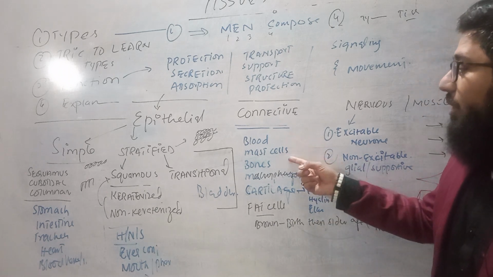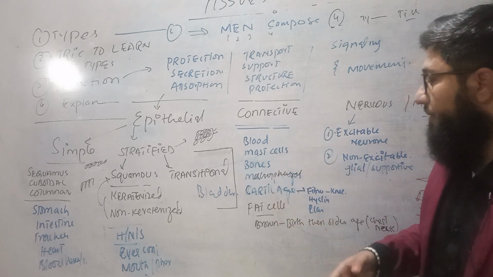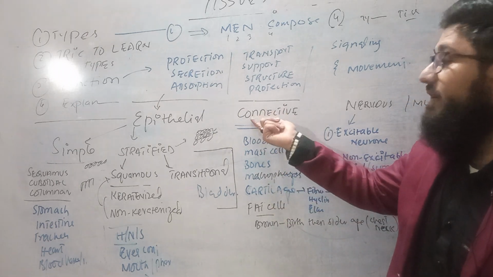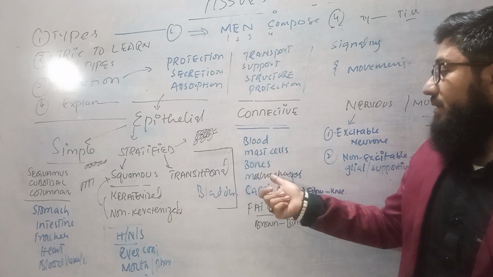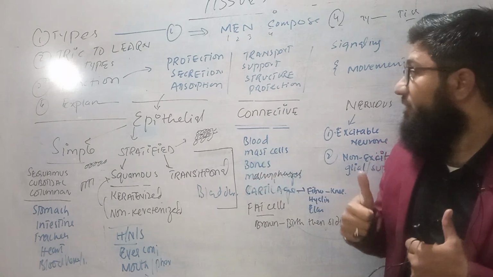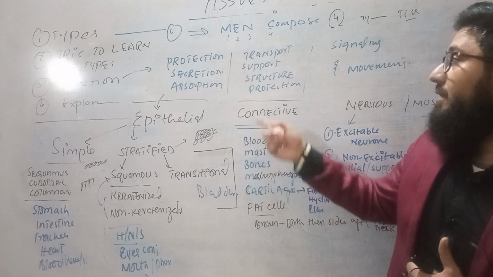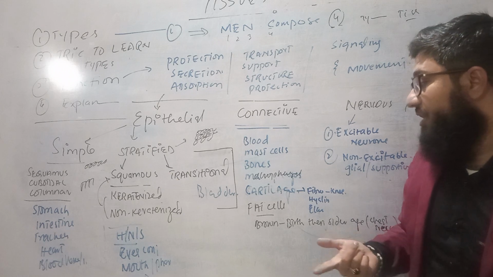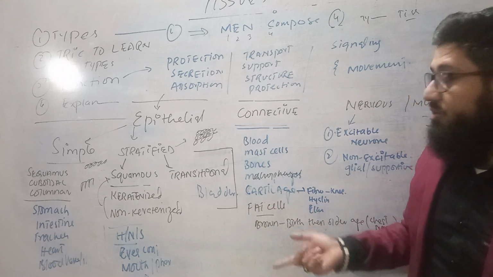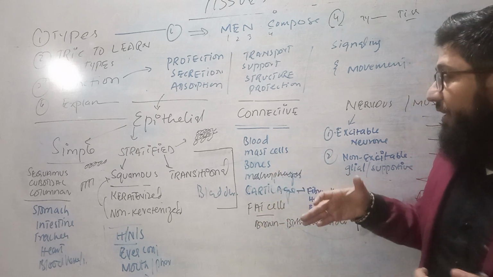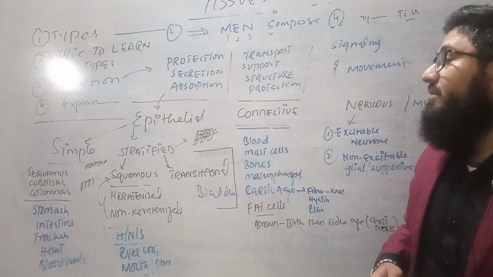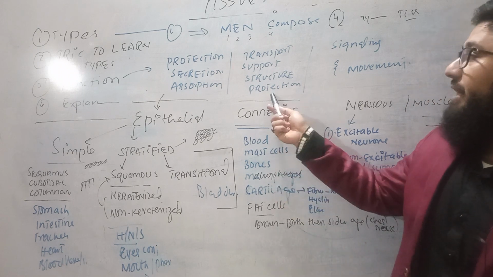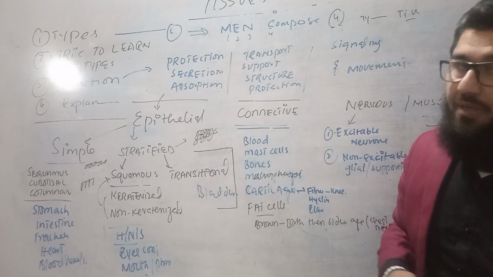We have blood, mast cells, bones, macrophages, cartilage, and fat cells. These different types of cells combined together give connection. When bones connect together, they give us connection in the sense of support, blood provides transportation, and macrophages and bones provide protection, again cartilage, and we have fat cells. All these different types of cells group together and are called connective tissues.